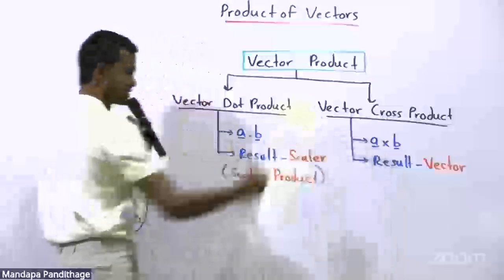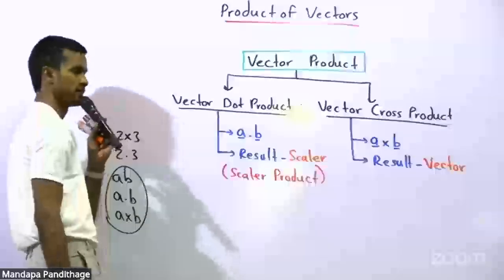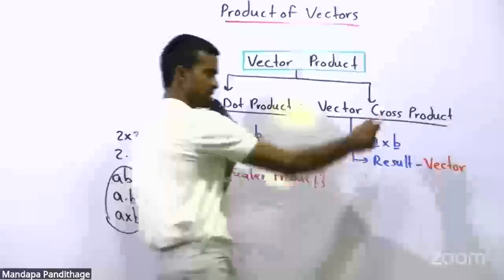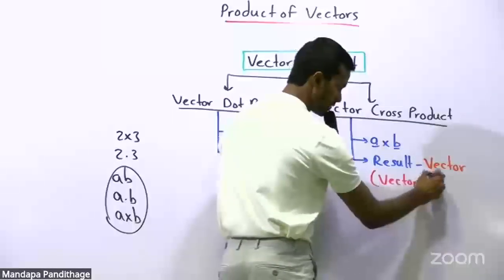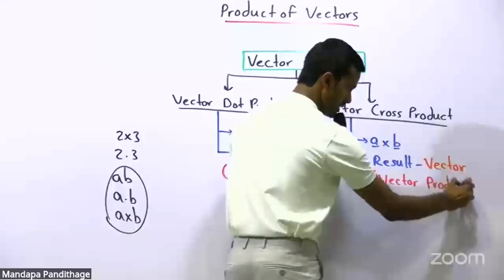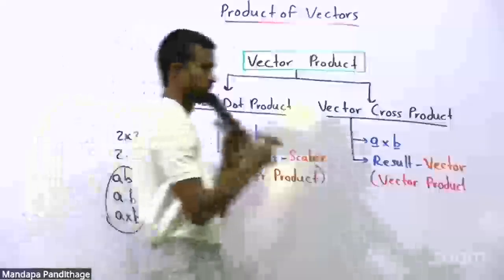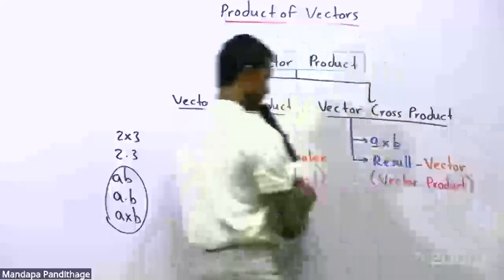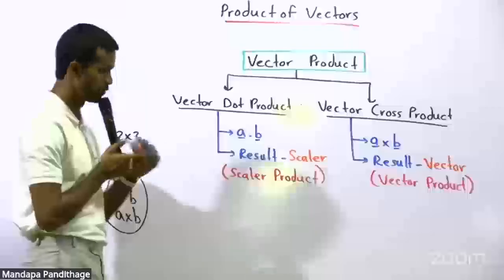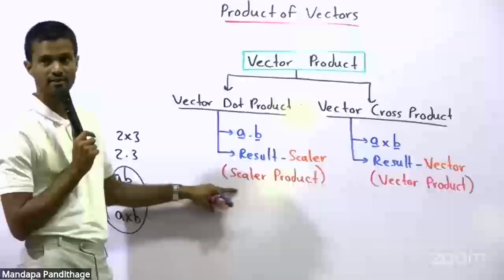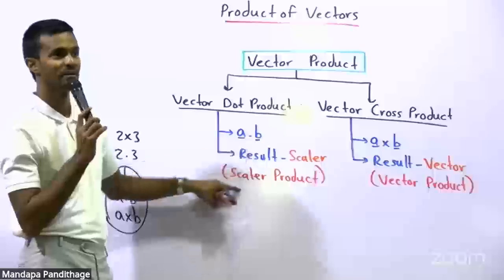Because the result is a scalar, this is even known as the scalar product between two vectors. Because the result is a vector, this product, the cross product, is even known as the vector product of two vectors. And this one is also known as the scalar product of two vectors. Why do we call this a scalar product? Because it is denoted by a dot. Okay.